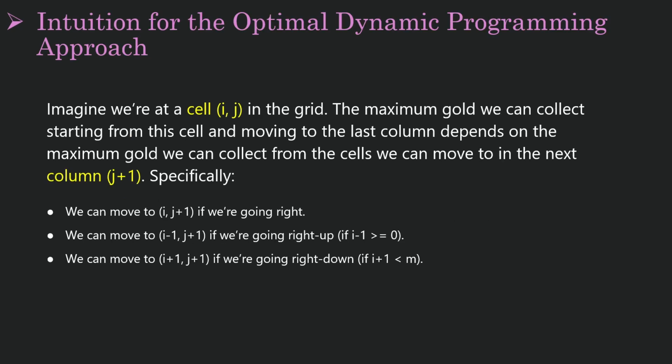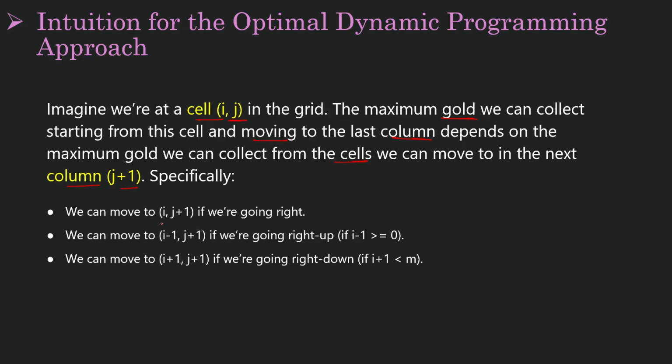Intuition for the optimal dynamic programming approach. Let's build intuition for the dynamic programming solution. The key insight is that the Goldmine problem has optimal substructure and overlapping subproblems, making it a perfect fit for dynamic programming. Imagine we're at a cell (i, j) in the grid. The maximum gold we can collect starting from this cell and moving to the last column depends on the maximum gold we can collect from the cells we can move to in the next column, which is j plus 1.